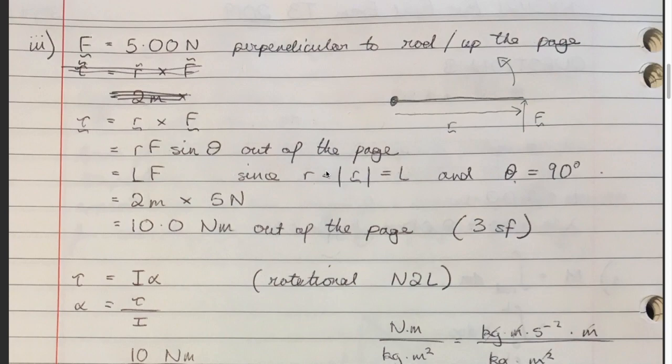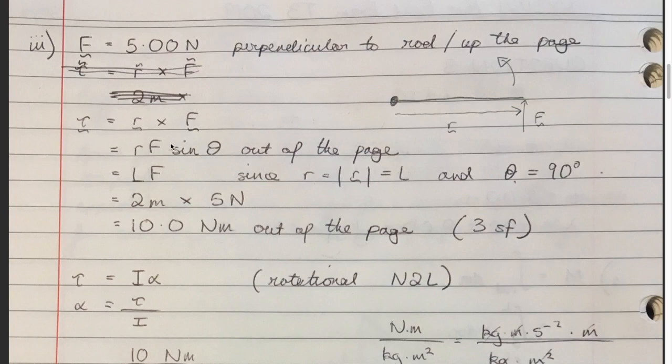Formula for torque is r cross f, where r is the vector from the pivot point to the point where the force is applied, and f is the force. So the angle between them in this case is 90 degrees, so that sine theta goes away. It's just the product of the magnitudes.